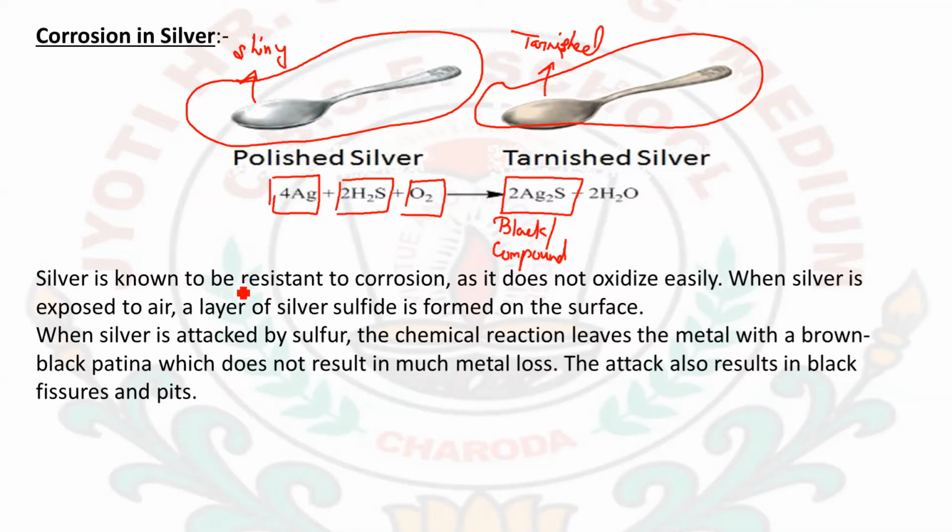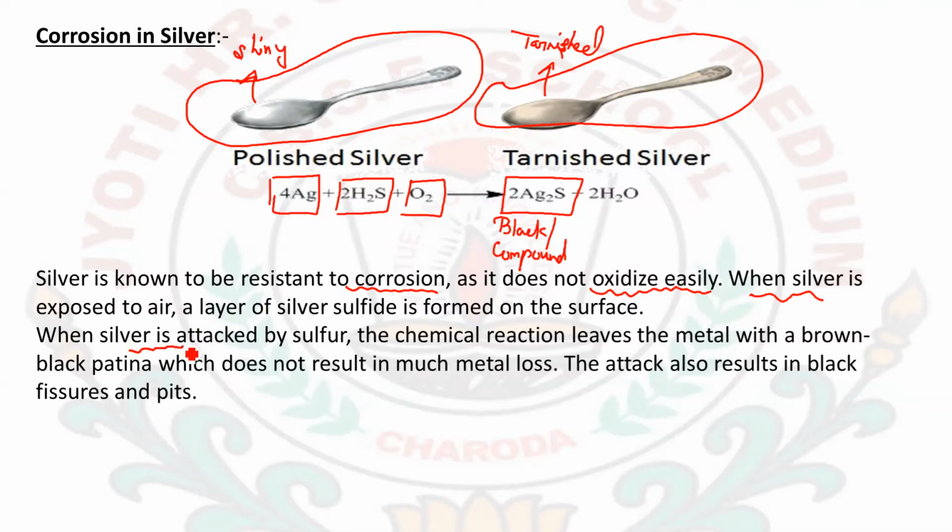Okay, silver is known to be resistant to corrosion. Generally it does not oxidize easily. It does not react readily with oxygen. But when silver is attacked, this black colored compound is formed. It is known as silver sulfide.